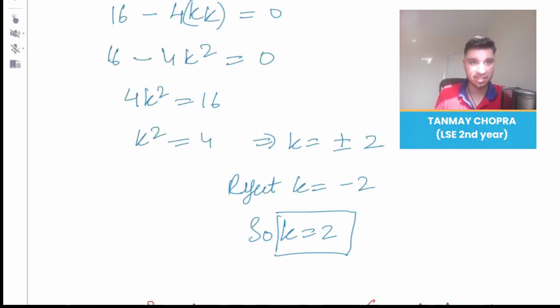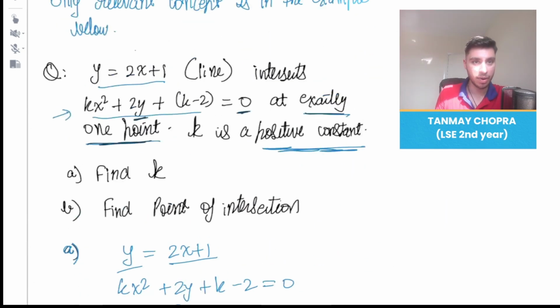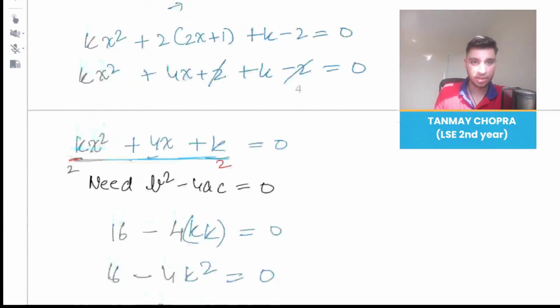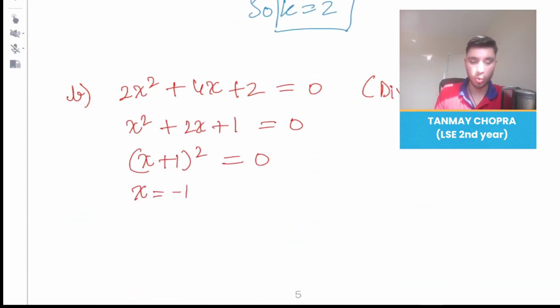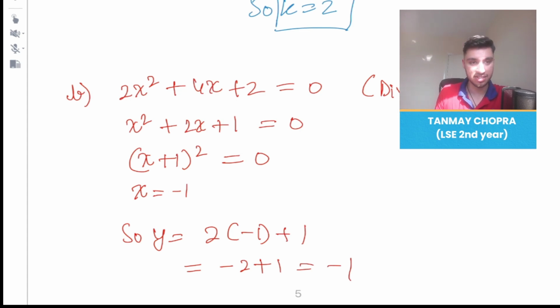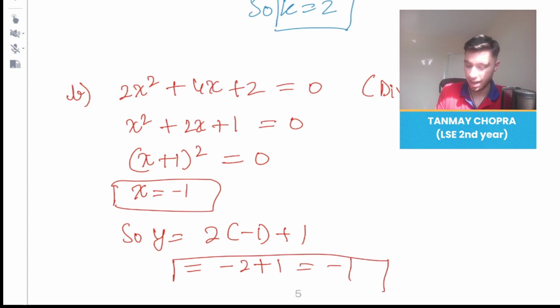And we'll plug y somewhere. We have the equation y equals 2x plus 1. We are just going to plug it back there. So y equals 2 times negative 1 plus 1, which is just negative 2 plus 1, which is just negative 1. So your answer is x equals negative 1 and y equals negative 1 as well. And you are done. That's it. That's all this concept is.